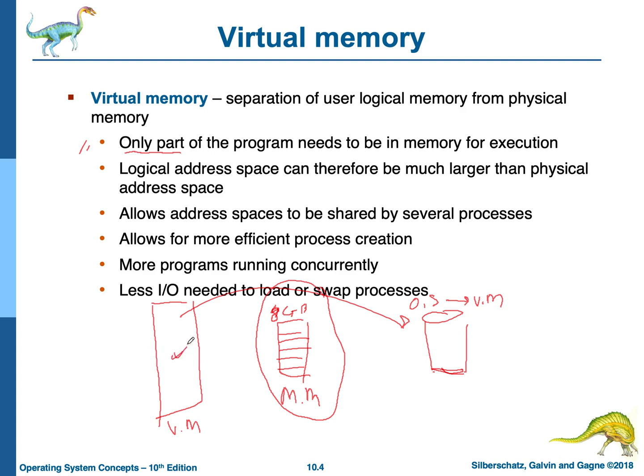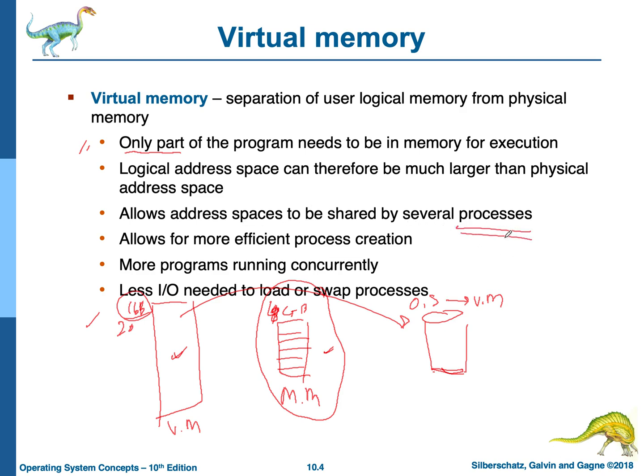We know that this is the logical, or virtual, memory space, and it is much larger than the physical memory space. For example, if this is 4 GB, this might be 20 GB, or maybe 16 GB. The virtual memory space is always larger, and it allows address spaces to be shared by several processes.